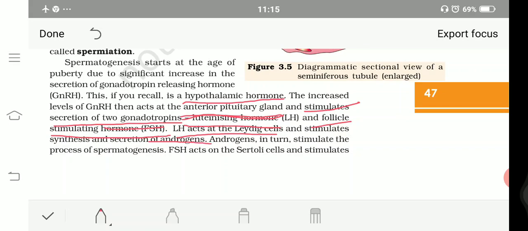I hope this particular statement is very clear to you. This particular statement says that Leydig cells have their own significant role in performing this whole activity.